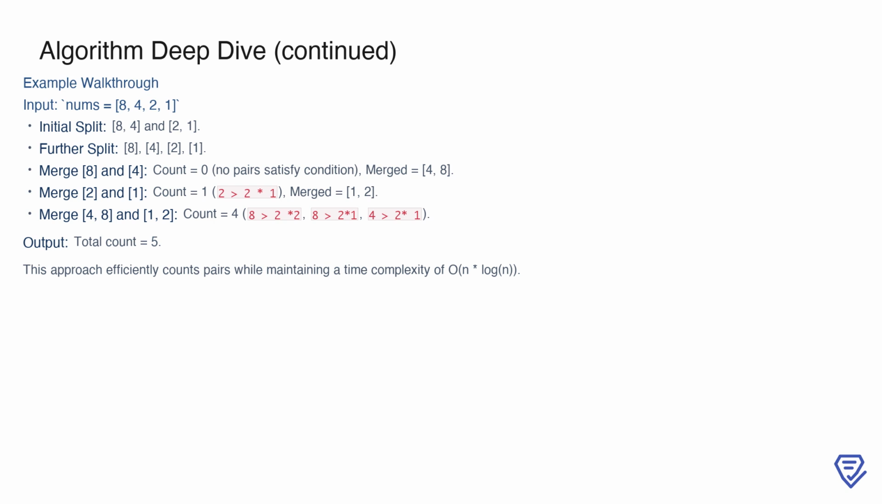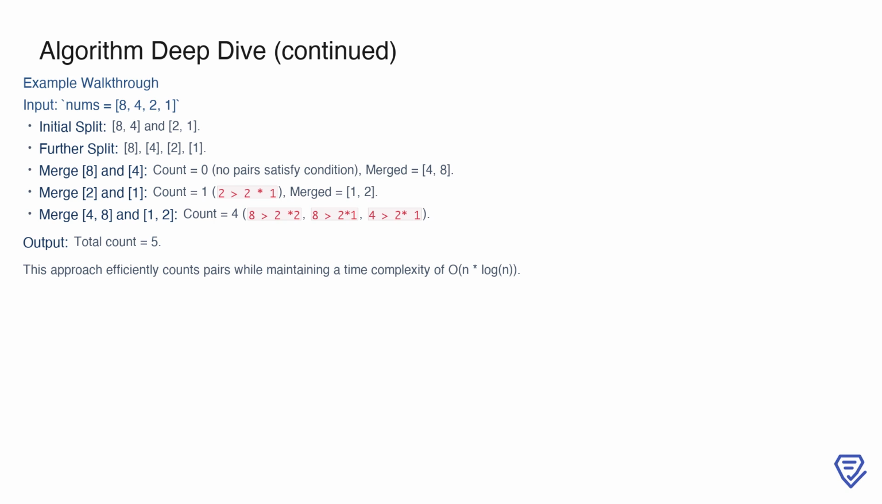Similarly, merging 2 and 1 gives a count of 1, as 2 > 2 * 1, and the merged array is [1, 2]. Finally, we merge [4, 8] with [1, 2]. Here, we find four valid pairs: 8 > 2 * 2, 8 > 2 * 1, 4 > 2 * 1, and 4 > 2 * 1, bringing the total count to 5. The merged array is [1, 2, 4, 8].